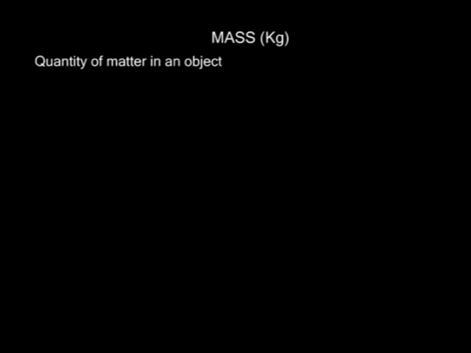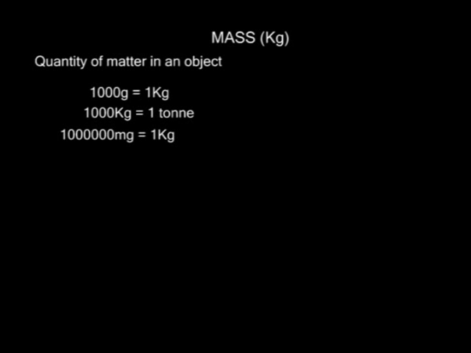Some of the commonly used submultiples and multiples of kilograms are shown on your screen. 1,000 grams make 1 kilogram. 1,000 kilograms is equivalent to a ton. 1,000,000 milligrams will make a kilogram. The mass of an object is the same everywhere because the number of particles in that object remains constant. An object will have the same mass on Earth as on the Moon.